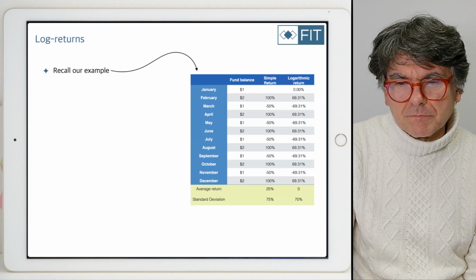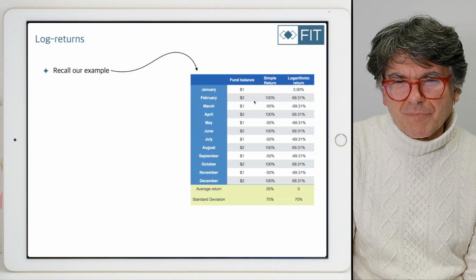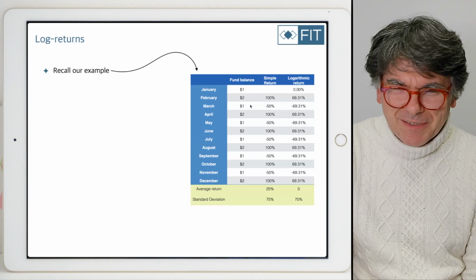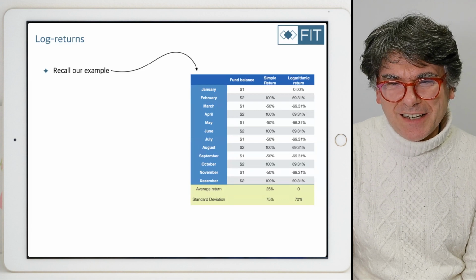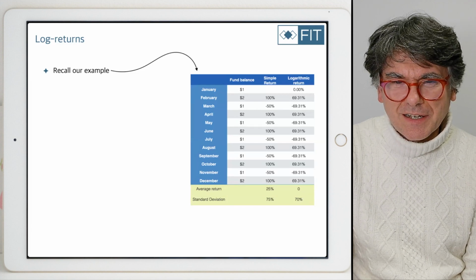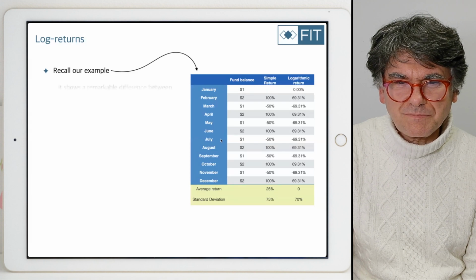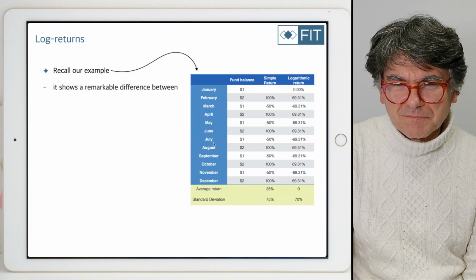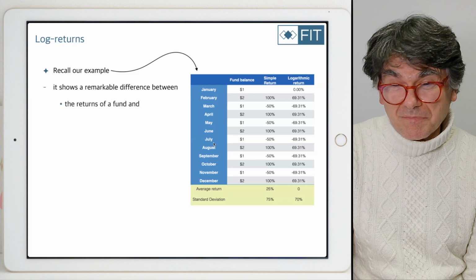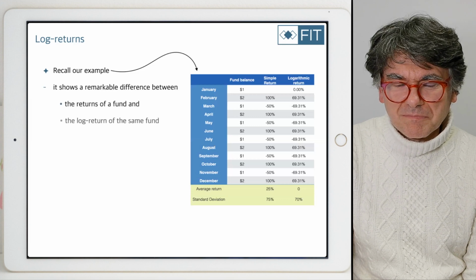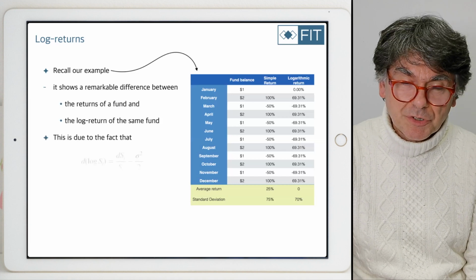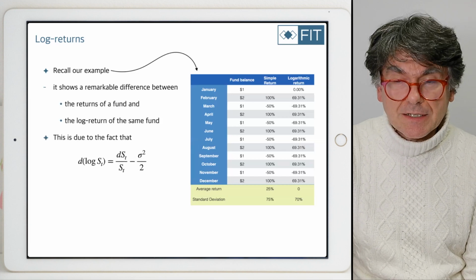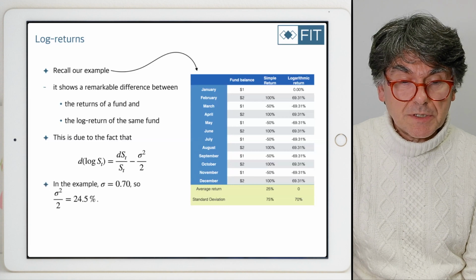Okay? I don't know how you feel about this. I mean, I'm lecturing online, but I hope this is catching on. The logarithm and the return are actually different. And that's Ito's lemma right there at work in this case. Okay?